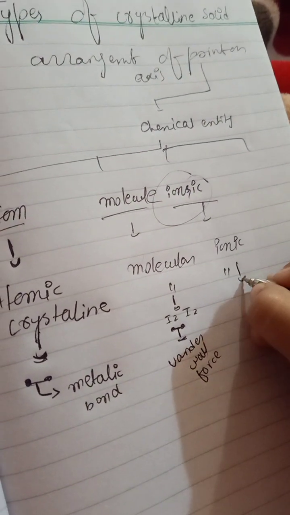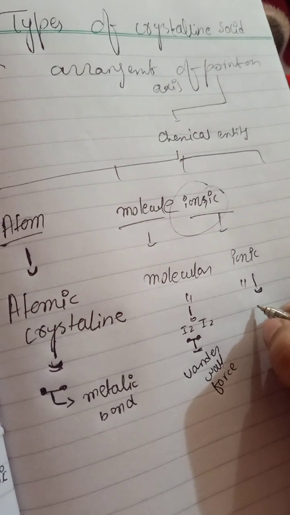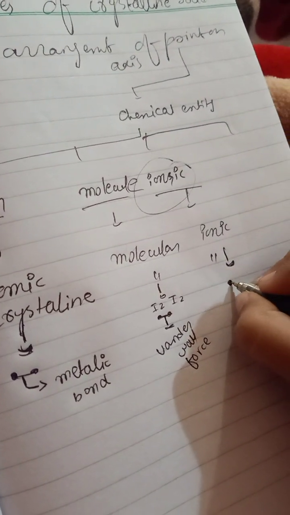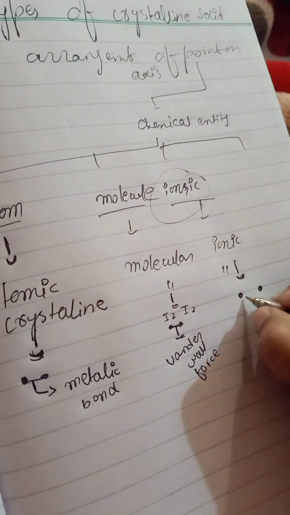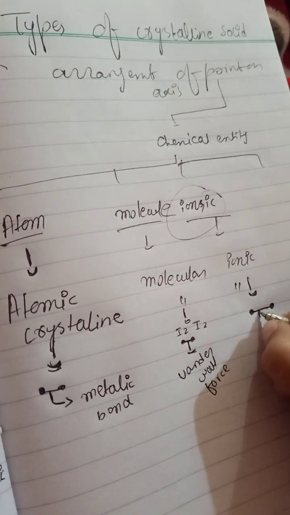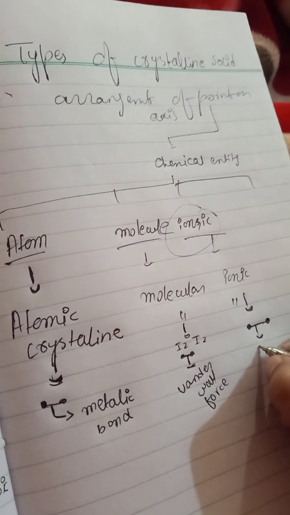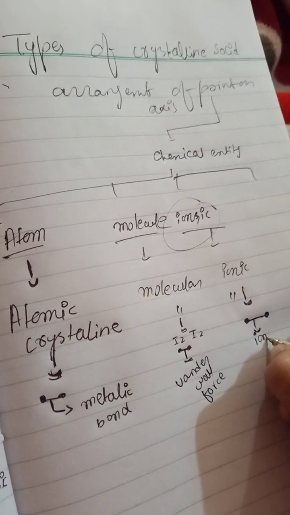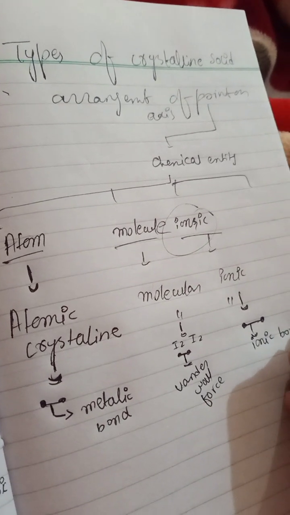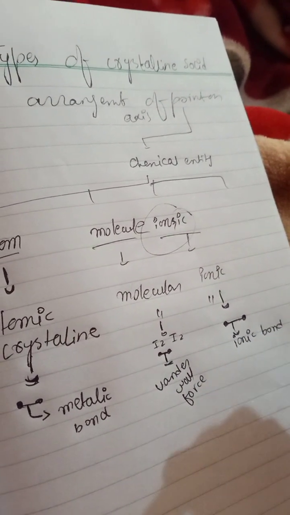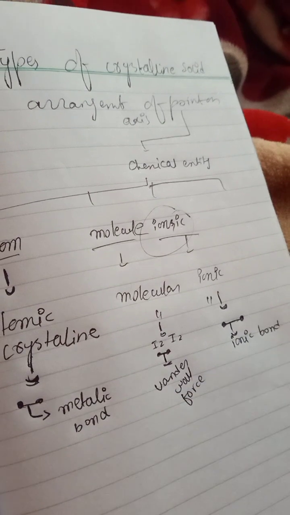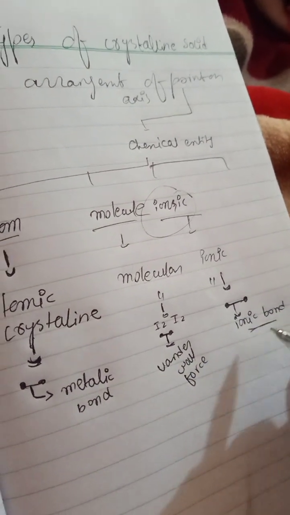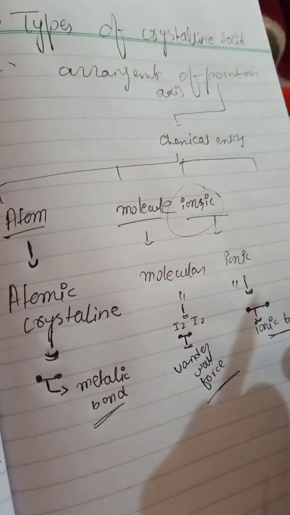If we talk about the ionic bond, one particle is a cation and one particle is an anion, so these are ions. The bond between them will be the ionic bond, or you can say electrostatic force, in an ionic crystal solid. So these are the forces that we have discussed here.